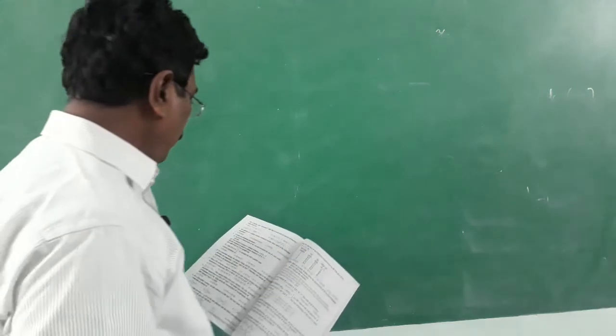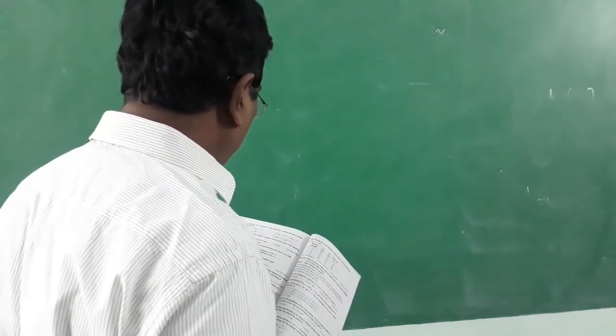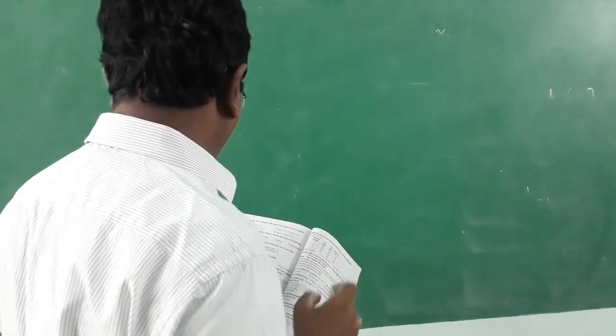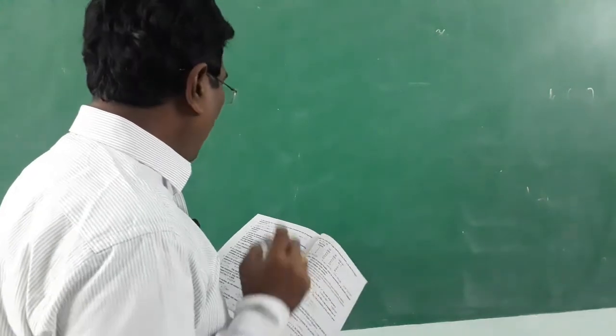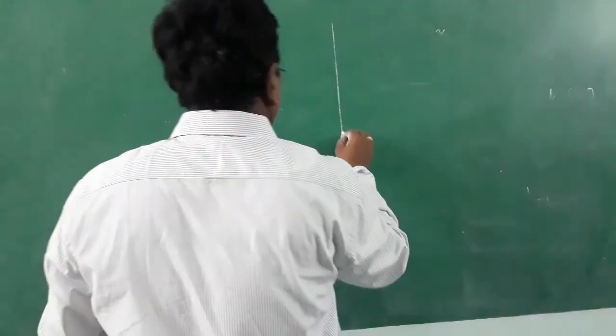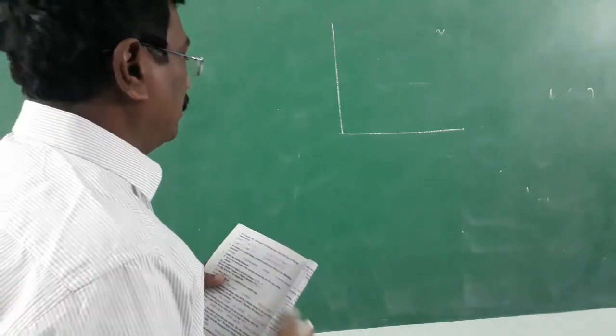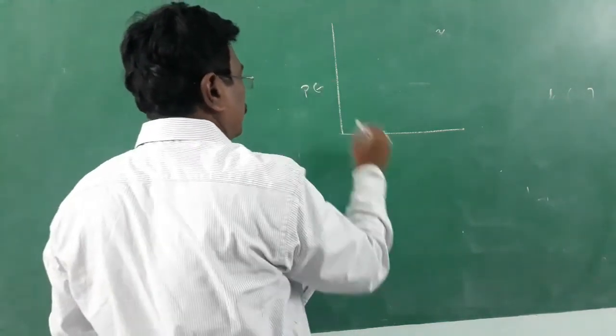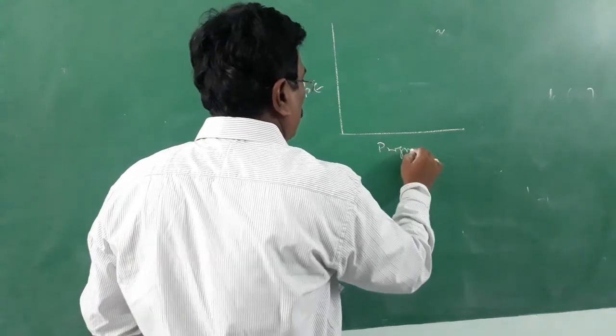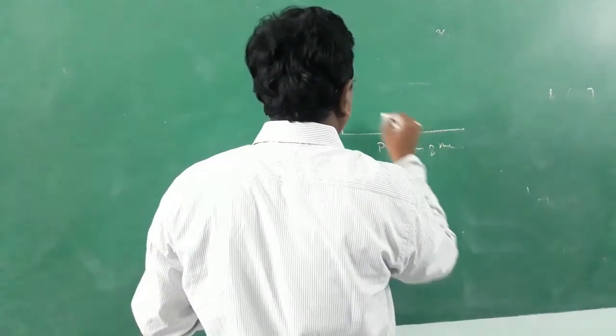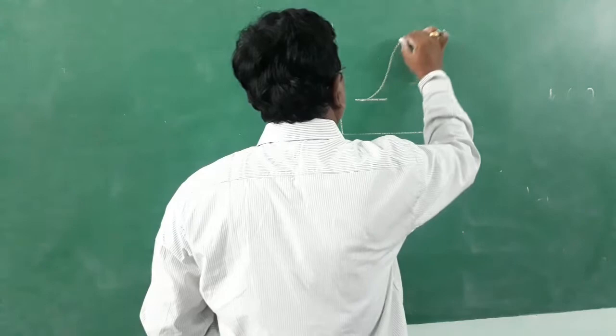Question number 8. The addition of catalyst during a chemical reaction alters which of the following quantities? Enthalpy, activation energy is the correct answer. All right, so consider the progress of the reaction. Potential energy versus progress of the reaction. The reaction goes like this.